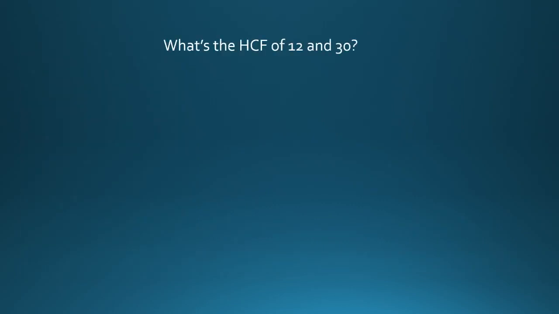So what is the HCF of 12 and 30? To figure it out, by definition, what is the meaning of HCF? HCF is highest common factor. So what are the factors of 12 and what are the factors of 30, and then we have to find out the highest common factor of 12 and 30. First, let's think about what are the factors of 12.